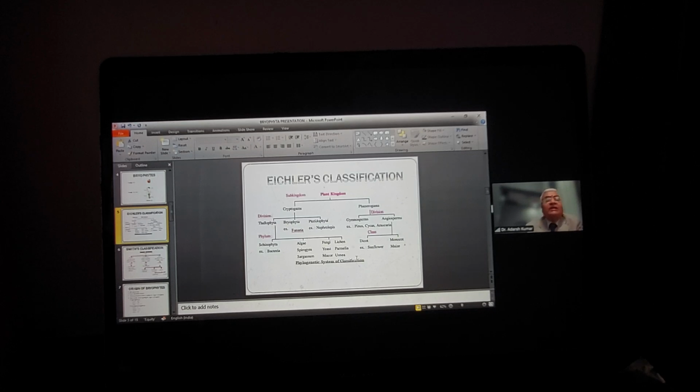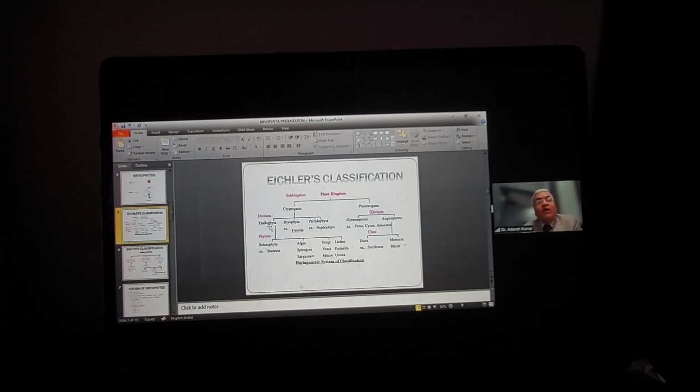Here I am showing the classification of bryophytes. This classification falls under the category of the phylogenetic system of classification. Eichler divided the plant kingdom into two subkingdoms, the cryptogams and the phanerogams. Cryptogams include those plants where flower and seed are absent. The cryptogams are divided in three divisions: thallophytes, bryophytes, and pteridophytes. On the other hand, phanerogams are divided in two divisions: gymnosperms and angiosperms.